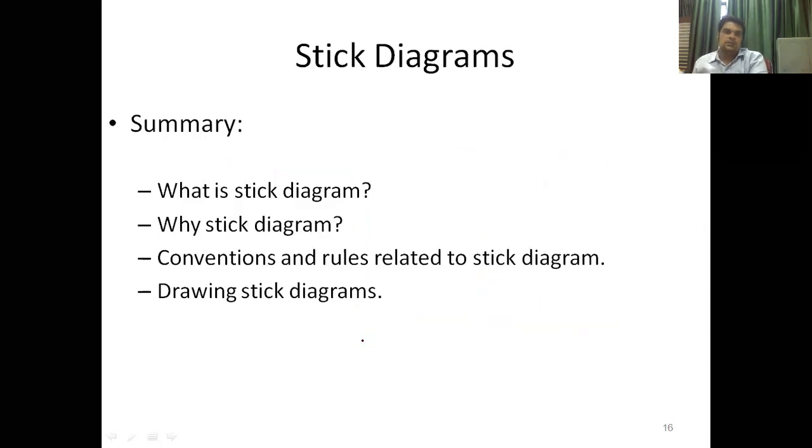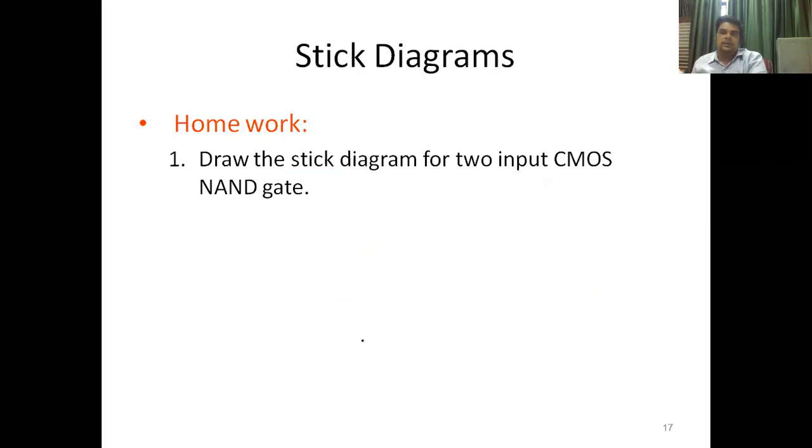Now this is the summary of stick diagram. So you will be required to draw the stick diagram for a two input CMOS NAND gate.